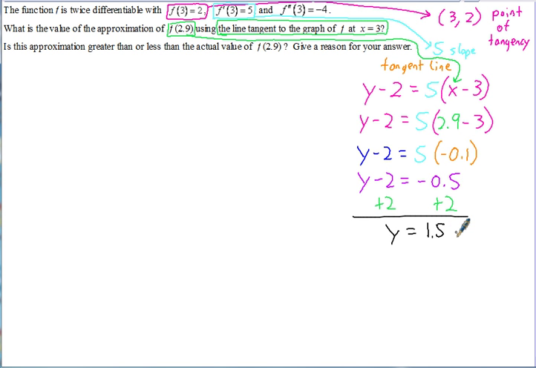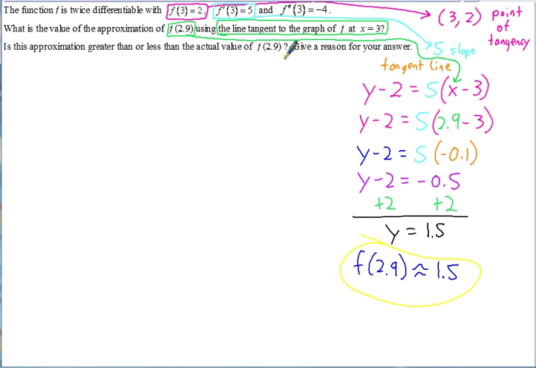So 1.5, that's the actual point on the tangent line, which is an approximation for where the function's at 2.9. So now we can say f of 2.9 is approximately equal to 1.5. That's the first thing. What's the value of the approximation of f of 2.9 using the tangent line at x equals 3? There it is. Okay. Now, the second part of this question says, is this approximation we just found here greater than or less than the actual value of f of 2.9?